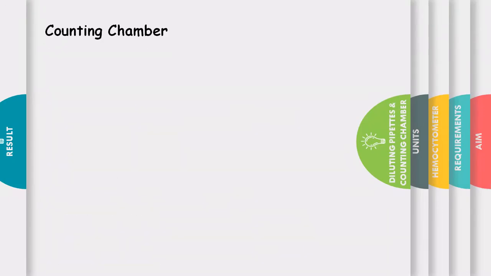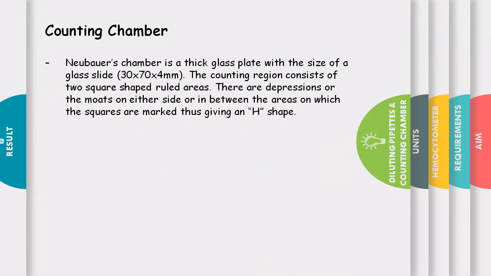Next one is the counting chamber. This counting chamber is also called the Neubauer's chamber. These are specialized chambers made for counting RBCs and WBCs. The Neubauer's chamber is a thick glass plate with the size of a glass slide, 30 x 70 x 4 mm.